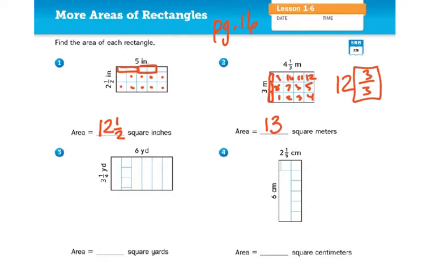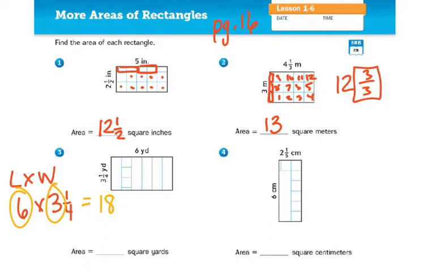I'm going to use that formula that we talked about, which is length times width. The length is 6. The width is 3 1/4. So remember, I'm going to take the whole number times the whole number. 6 times 3 is 18, and then take my whole number times the fraction. 6 times 1 is 6. I keep the denominator the same.